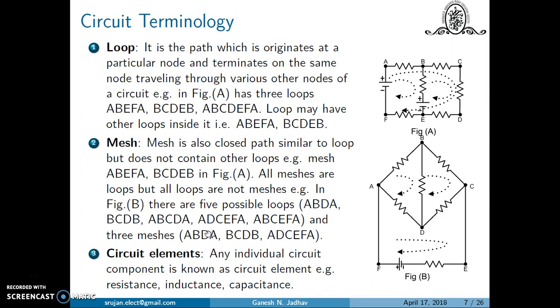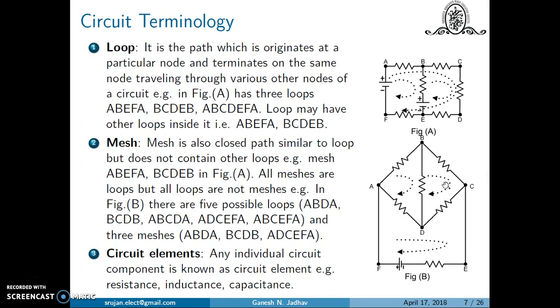So it is called a mesh. Here we can see A, B, D, A is one loop, or you can say A, B, E, F, A is one loop. B, C, D, E, B is also one loop, which is a mesh. In figure B also, A, B, D, A and B, C, D, B.